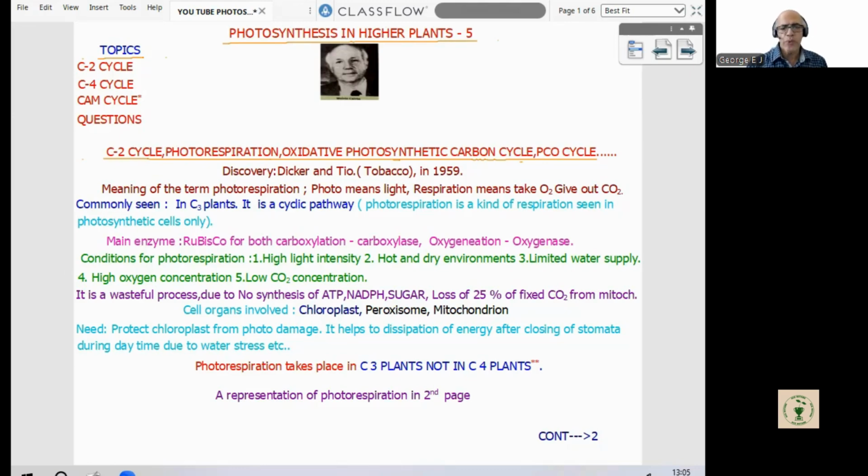And what is the need for this C2 cycle, photorespiration? It is to protect the chloroplast from photo damage and excessive heat. It helps in the dissipation of energy after closing of stomata during daytime due to water stress. Photorespiration takes place in C3 plants, not in C4 plants. A diagrammatic representation is given. I think the first page is clear.